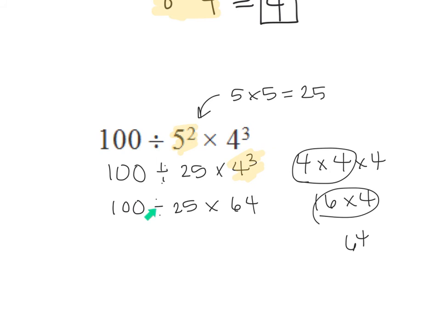So now I'm going to go left to right. I have a division and multiplication. If I'm reading left to right, I come to the division first. So the first thing I'm going to do is highlight this one. 100 divided by 25 would give me 4, and then I bring down that last part, times 64. So when I do that and solve that out, I get a product that is 256.